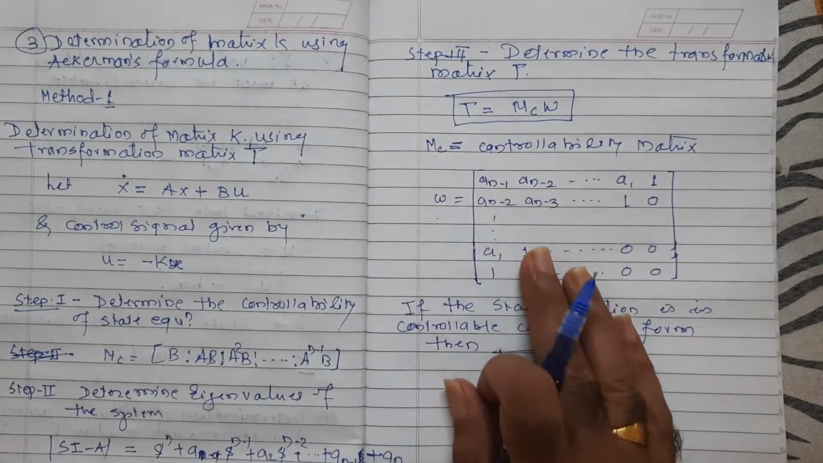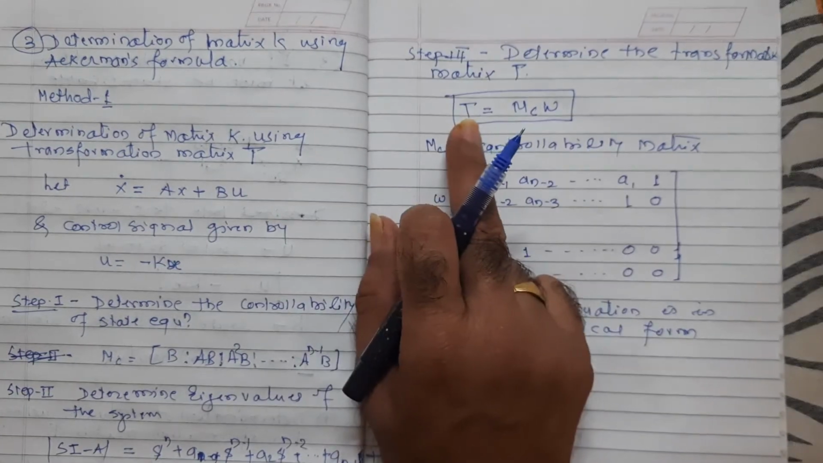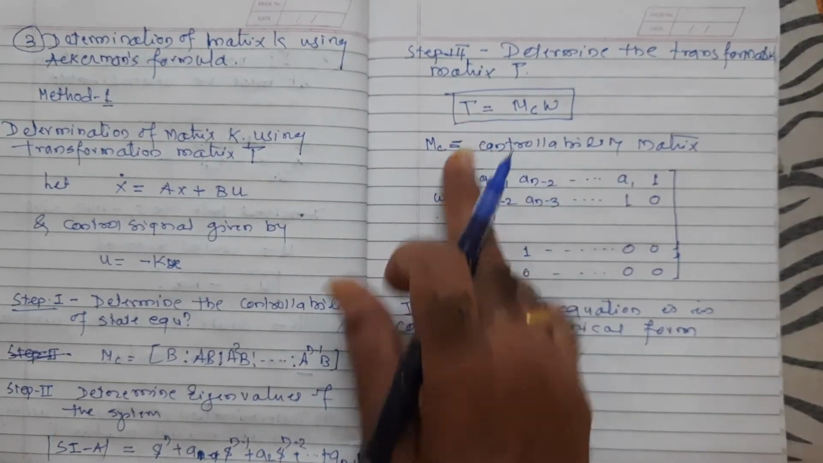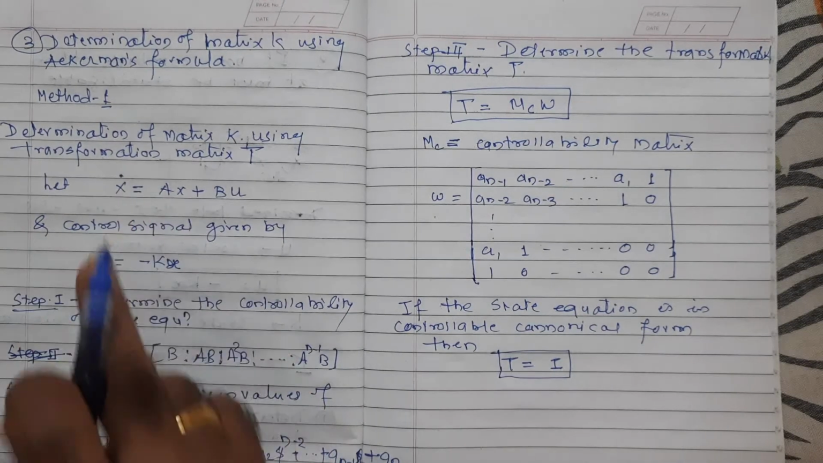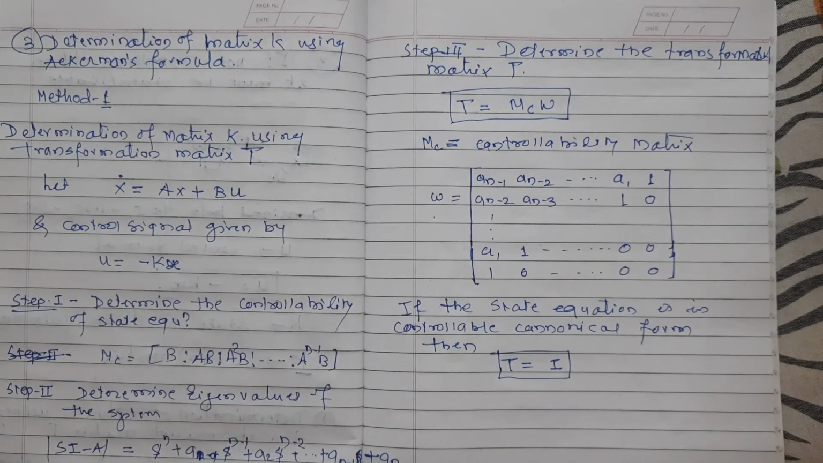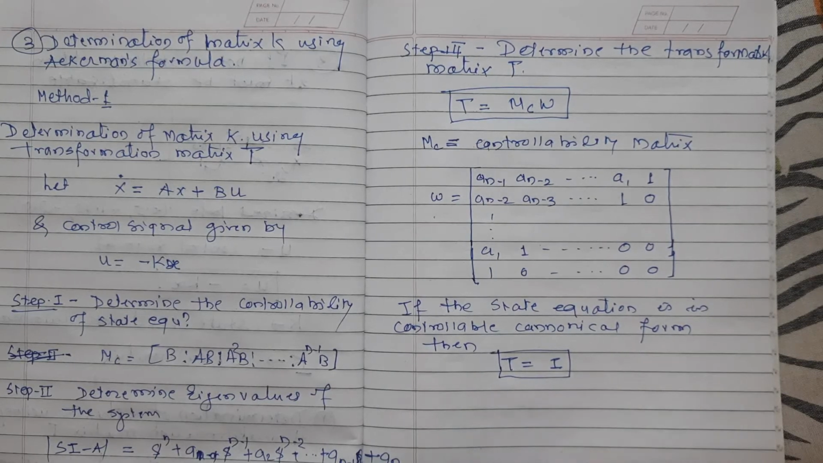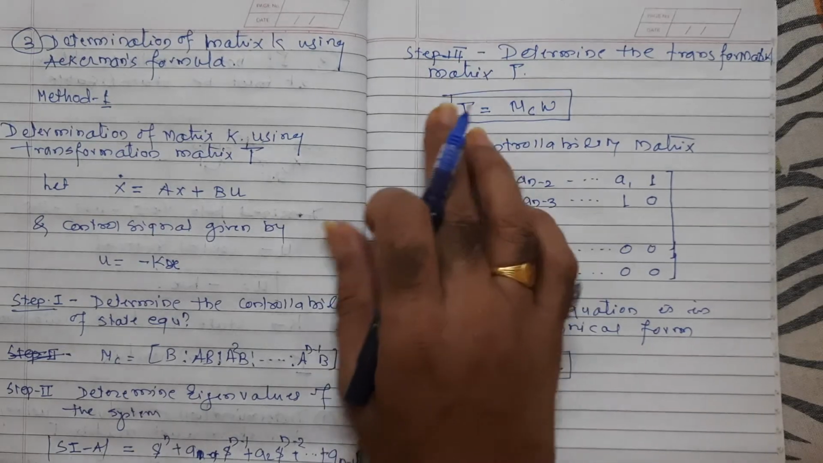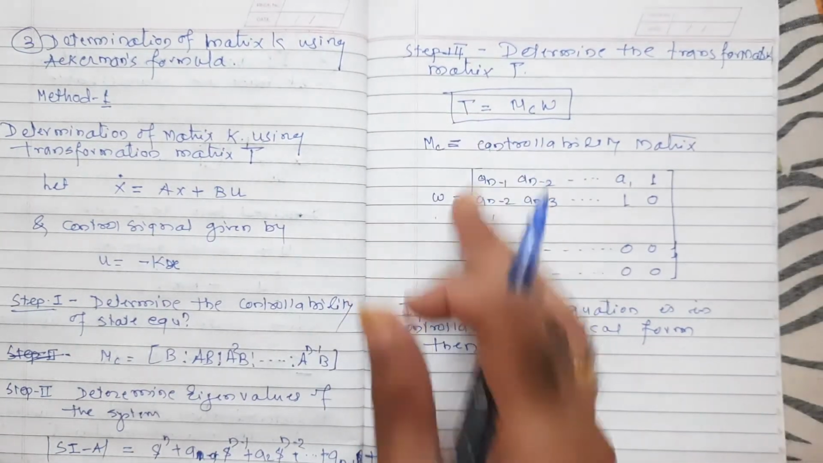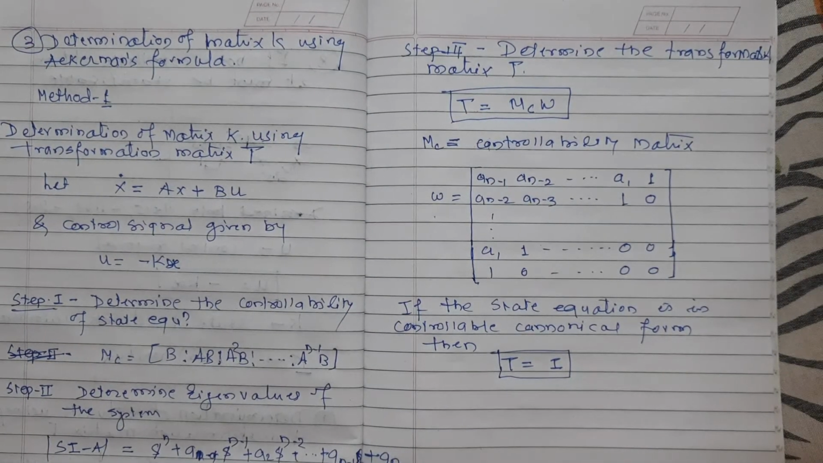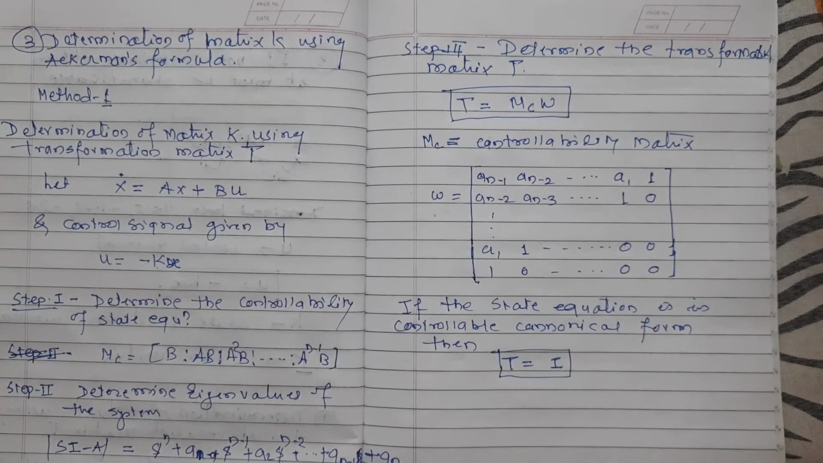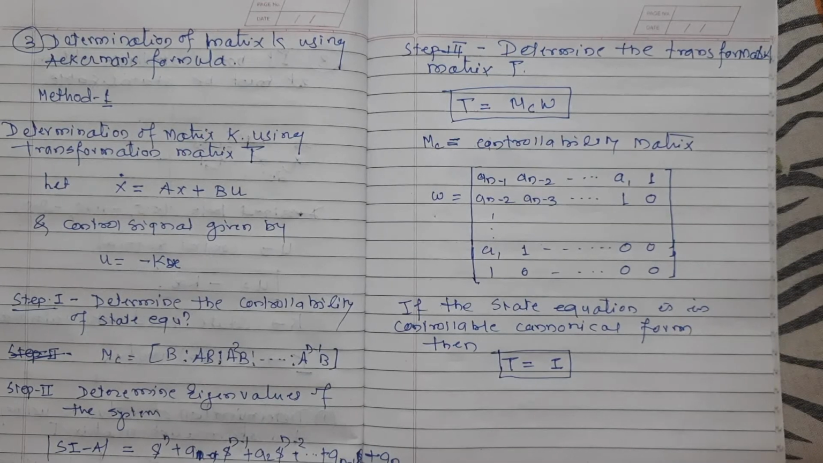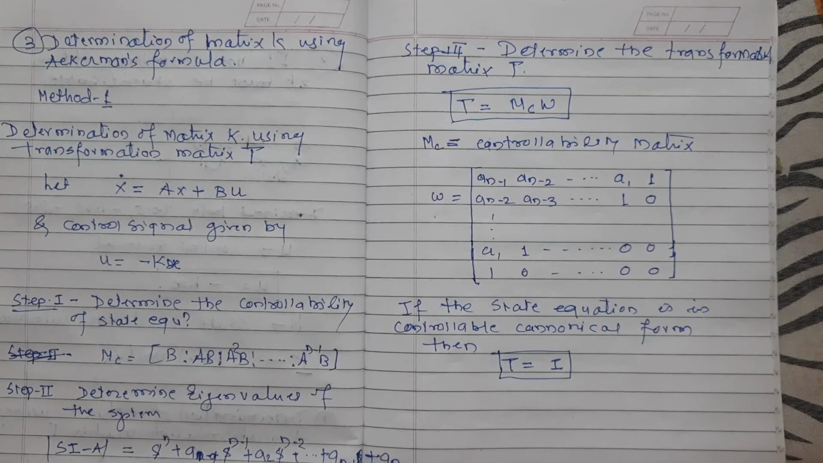The purpose of finding the transformation matrix T is that it transforms my system into the controllable canonical form. If it is already there, then we will take T is equal to I. And if my system is not in the controllable canonical form, then we will find the transformation matrix so that it will transform my system into controllable canonical form. How? That we will see now. See here, these are the steps.